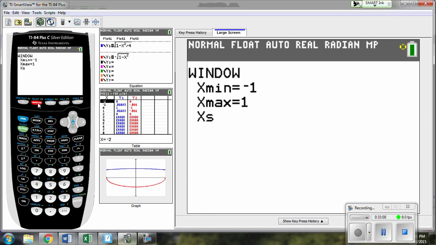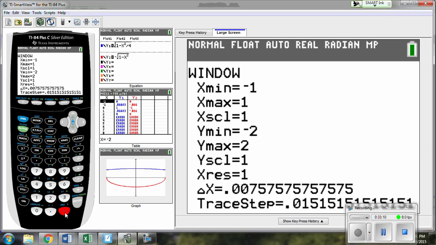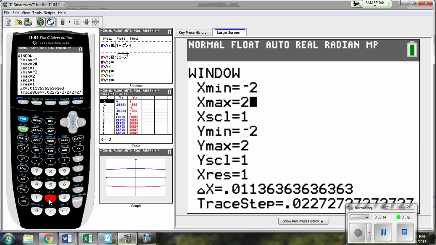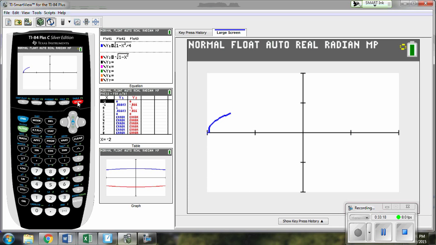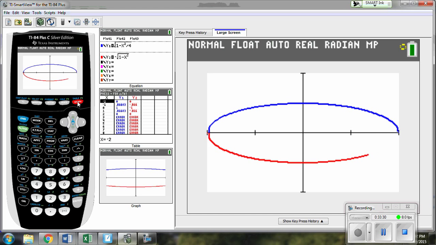And the window we wanted was from -2 to 2 in both instances. And so here's what we see. Please note that it's on a square scale, -2 to 2 for the x, -2 to 2 for the y. Here is our ellipse. What happened to this circle, basically?